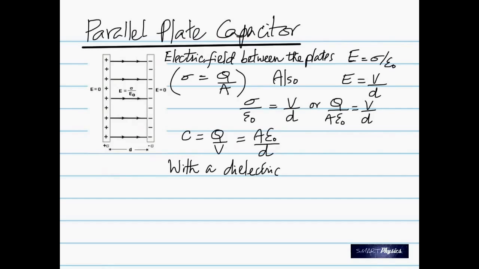But with a dielectric or an insulator between the plates, the capacitance increases K times. K, this is a small k, do not confuse it with 9 times 10 to the power 9. No, this is a dimensionless constant, which is called the dielectric constant. It might have a number like 6 for mica. For air, K is 1. So K is the dielectric constant, and it increases the capacitance.